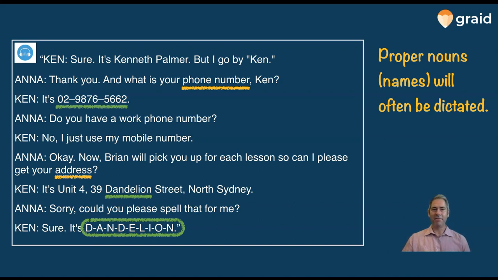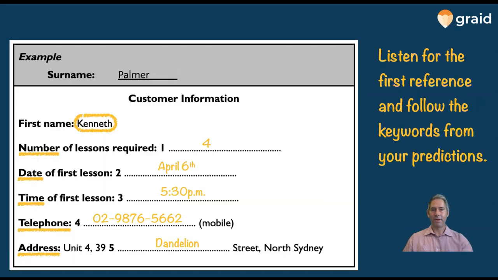And finally, Anna asks for his address. Now, this is very common in the IELTS. You're going to get some words, usually their names, could be a person's name. In this case, it's a street name, dandelion, and it's dictated for you. So you really don't want to get these ones wrong. You just have to listen really carefully. And again, just make those notes quickly on your question paper. So there we have it, all the answers.